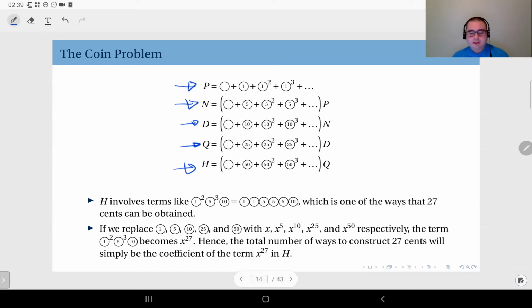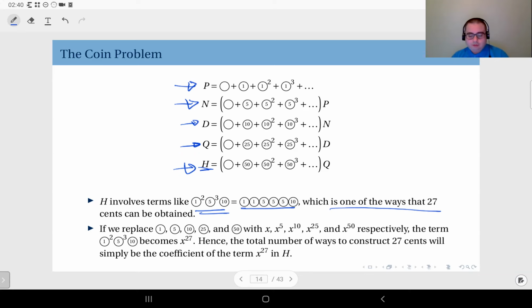Now H, the most general term here, will include terms like these, for instance, 1 to the power 2, 5 to the power 3, and 10. Because those cross terms will come from the products of each of these lists. Okay, so 1 to the power 2 times 5 to the power 3 times 10 means actually 1, 1, 5, 5, 5, 10, which is in fact one of the ways that we can obtain 27.